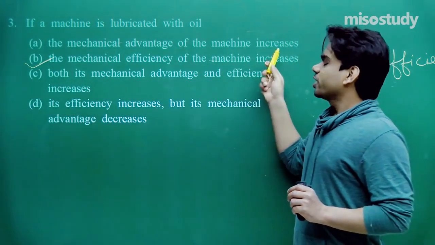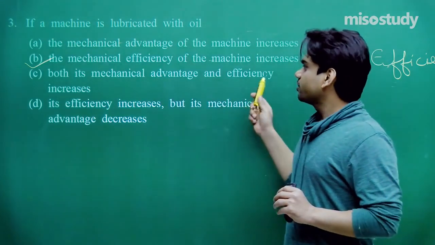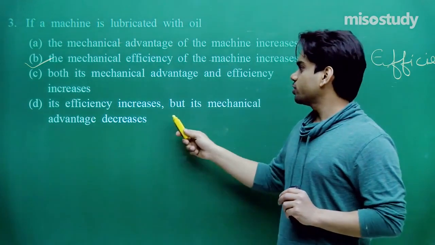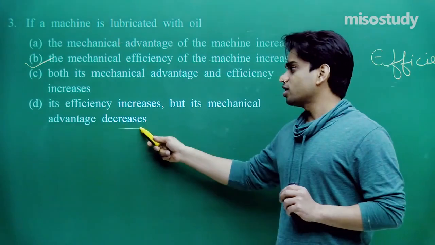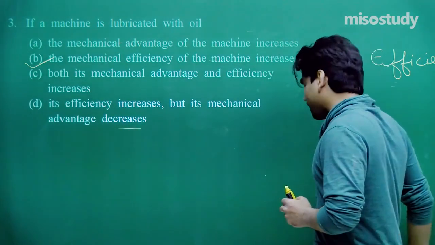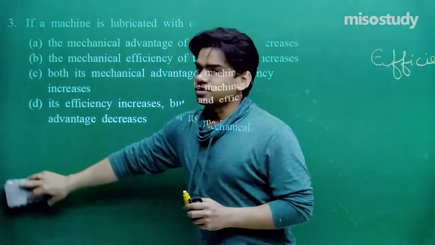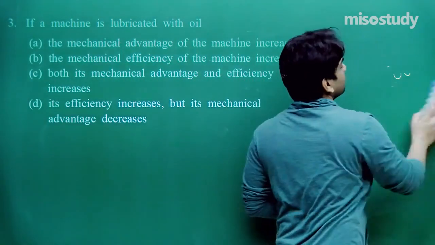Mechanical advantage of the machine increases? No. Don't comment on mechanical advantage. Both its mechanical advantage and efficiency increases? No. Its efficiency increases, but its mechanical advantage decreases? Decreases, it's given. It will not decrease also. Leave it the same. The only option that matches the right answer is option B. Mechanical efficiency of the machine increases. That's the right answer.